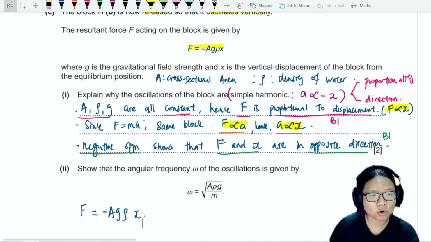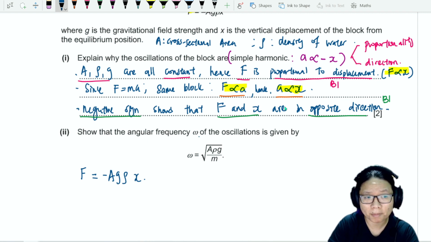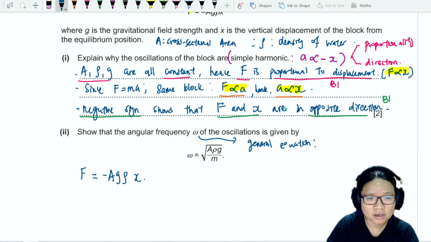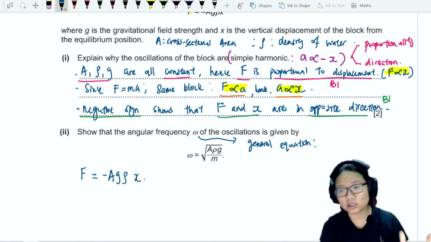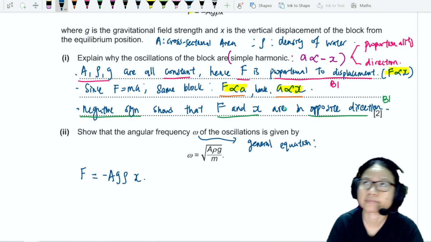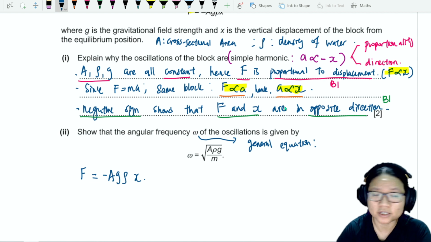Okay, so before we substitute, I need to find a way to compare this with the general equation of simple harmonic motion, because that is how to get omega. You can treat this chapter like very mathematics. Just like there's a general equation of a straight line and a general equation for curves and parabolas, there can also be a general equation for simple harmonic motion.